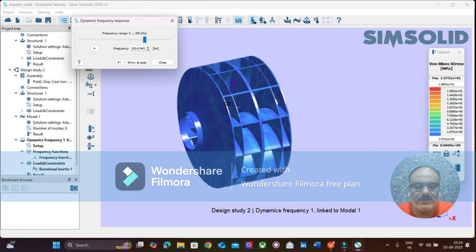So from this we infer that dynamically the system is going to be safe.